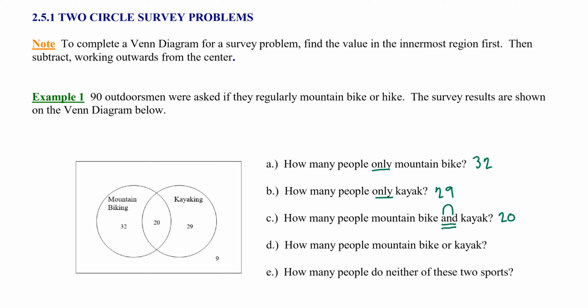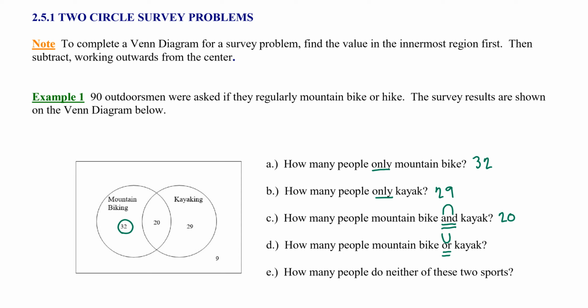Example D is subtly different. It says how many people mountain bike or kayak. That word, you have to look for it. There's a big difference between and or. Or is associated with the union. So we want to take all of the people that mountain bike or kayak or do both sports. We're looking for the cardinal number of the union of those 2 sets.